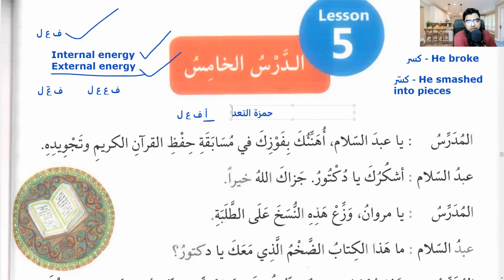What this Hamza does is, like the internal energy, Hamza ta'diya makes this verb muta'addi. Muta'addi means it makes it transitive. So zahaba means it's intransitive: he went. But if I want to make it transitive, I say azhaba: he sent someone, or he made someone go.